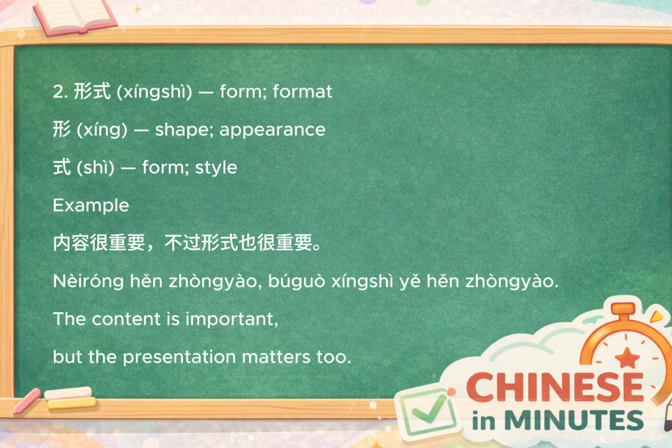Our second word is 形式, meaning form, format, or presentation. 形 means shape or appearance, and 式 adds the idea of form or style. While 内容 or content tells us what's inside, 形式 describes how it's presented. That's why people often say 内容很重要, 不过形式也很重要, meaning that content is important, but presentation matters too.